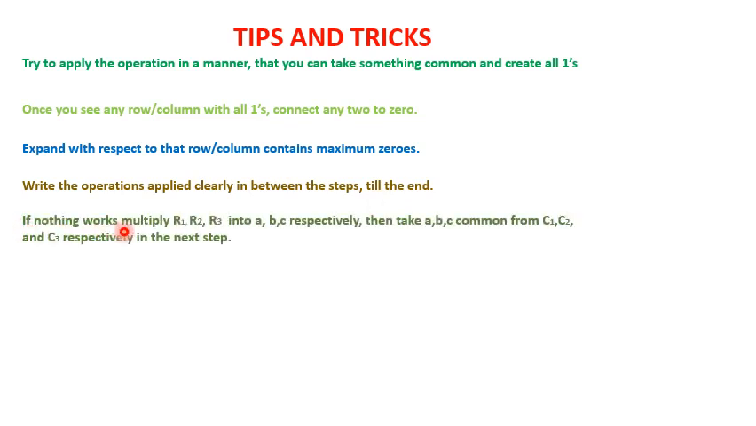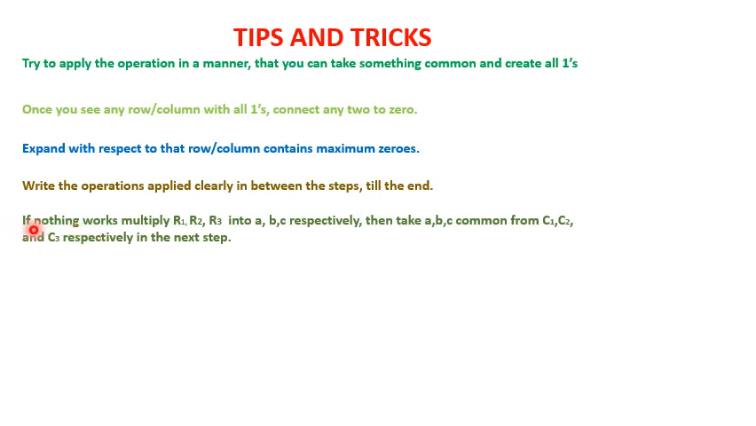Next, if nothing works out, these are some special cases, rare cases, questions that we will discuss later. If nothing works, multiply R1, R2, R3 by A, B, C respectively. Then take A, B, C common from C1, C2 and C3 respectively in the next step. So now we need not consider this last property or last tip. We will discuss it later while solving some special type questions.